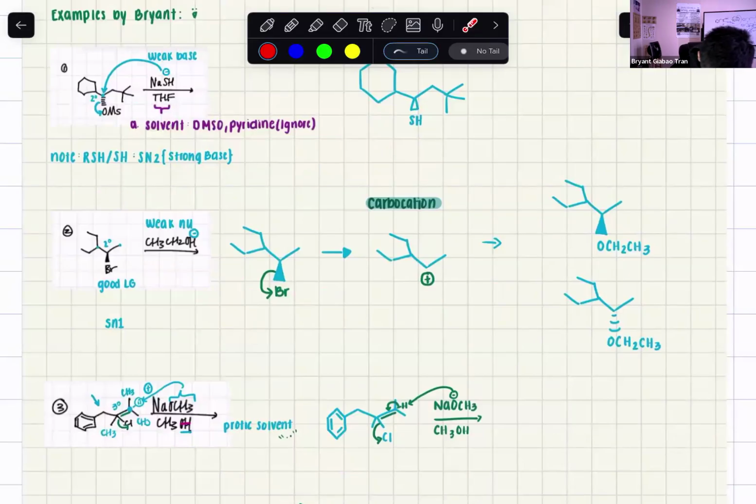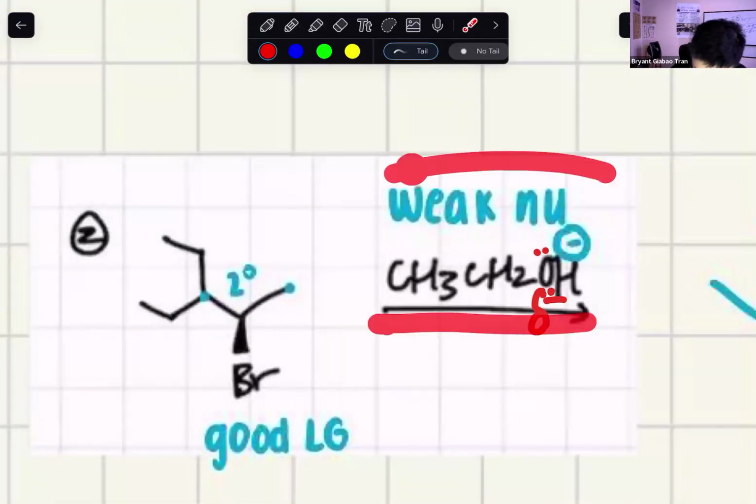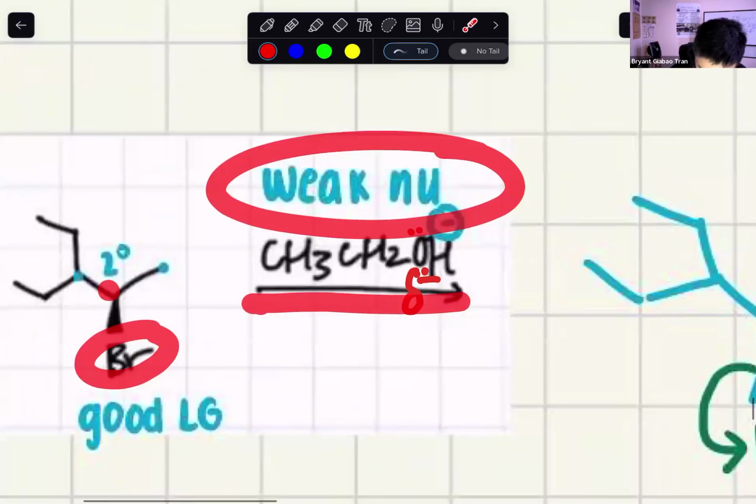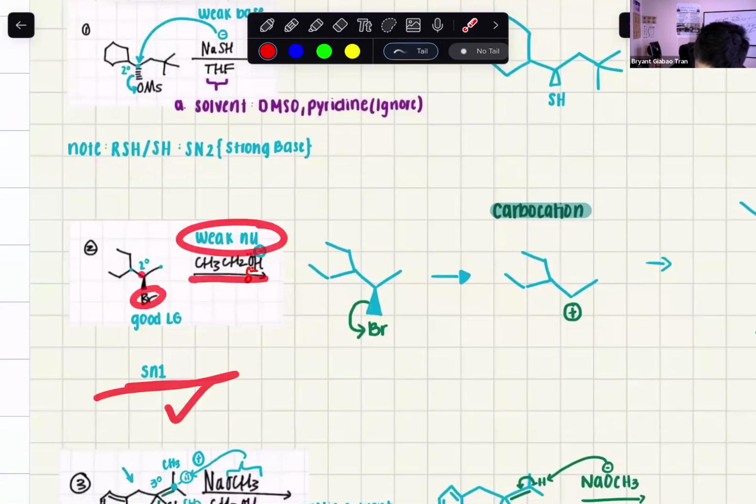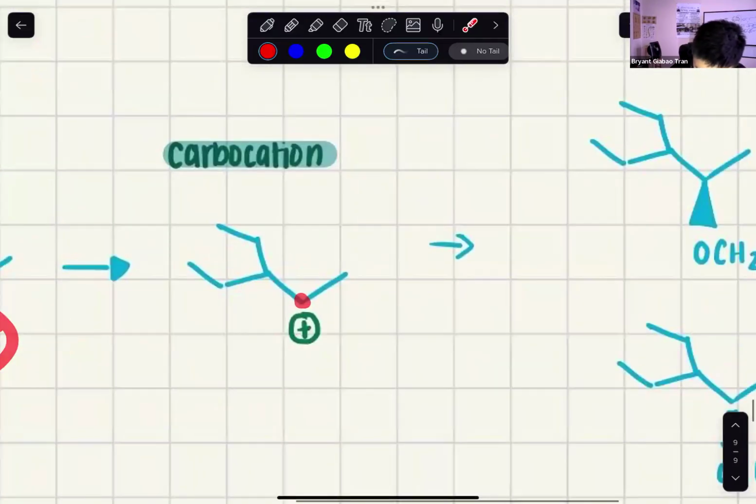Okay. This one, weak. Yes, this is a weak nucleophile. But be careful here. This oxygen does not have a full negative charge. It does have a partial negative charge though, with 2 pairs of electrons. So we don't want to draw the negative charge in this format because it looks like it has a full formal charge of -1. It's neutral, making it a weak nucleophile. Good leaving group, secondary. SN1. Yeah, nice. The first step of the mechanism is to kick out the leaving group and form the carbocation. Stop at the carbocation.